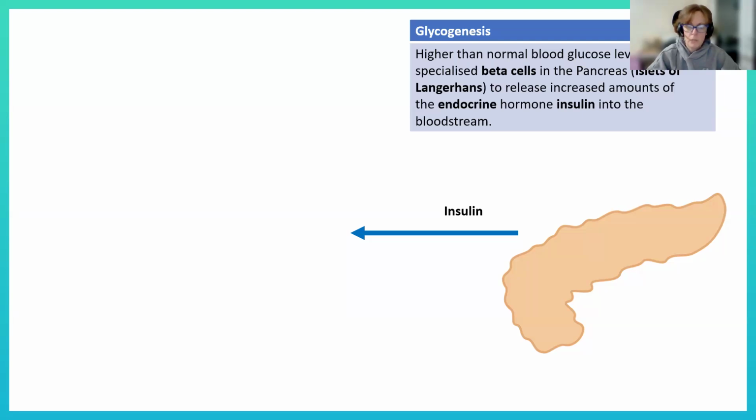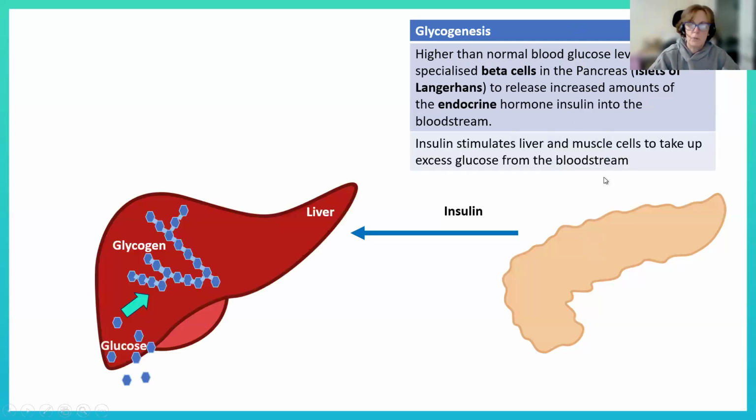So it also has a role in blood sugar levels, along with the pancreas. So what happens if your blood sugar is high, so you have higher than normal blood glucose levels, it triggers the pancreas, specialized cells called beta cells in the pancreas, to release loads of insulin into the bloodstream. So this is the pancreas here, this sort of wiggly looking organ.